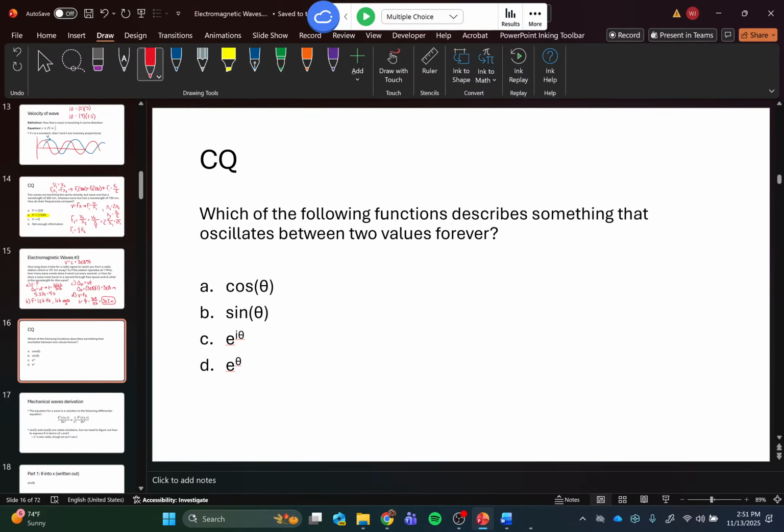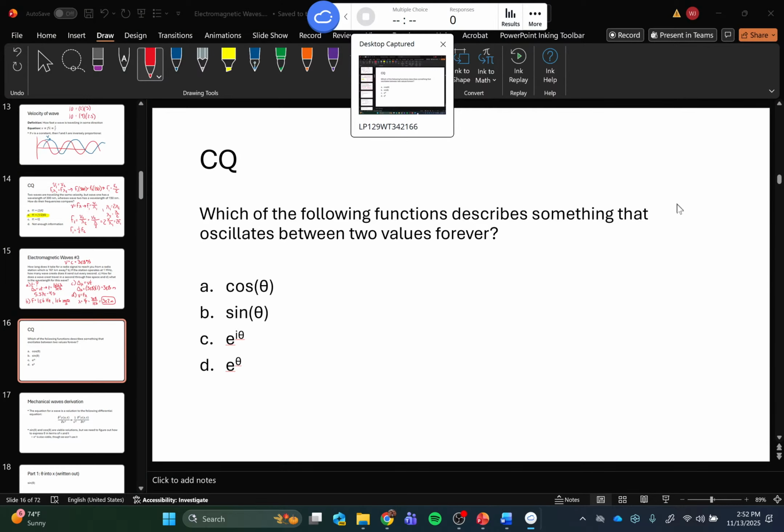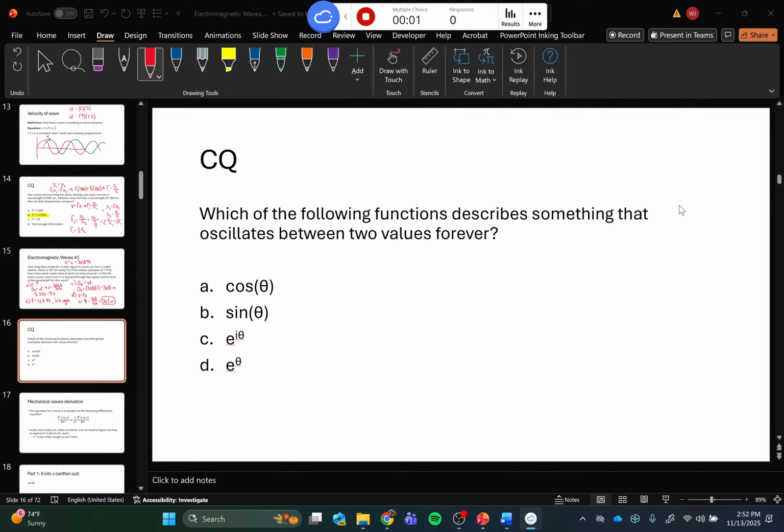All right, more wave things. Which of the following functions? Now we're going to start to build the equation very soon. But which of the following functions describes something that oscillates between 2 values forever? As long as this function is going on, as long as theta increases, it oscillates. Meaning, you know what the word oscillate means. Cosine theta, sine theta, e to the i theta, or e to the theta. There are multiple right answers. I'm going to let you pick just one. I'm not going to tell you how many right answers there are.